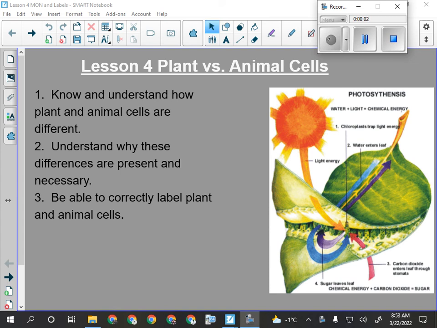Okay, so what we're going over today: differences between plant and animal cells, similarities between plant and animal cells, and we're also going to label our diagrams of the cell.